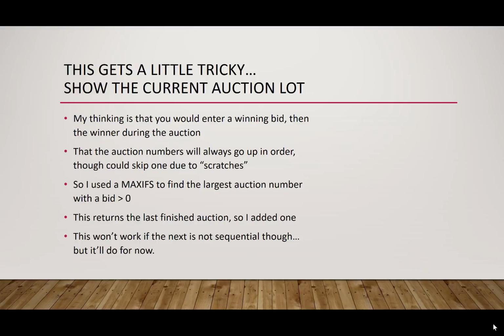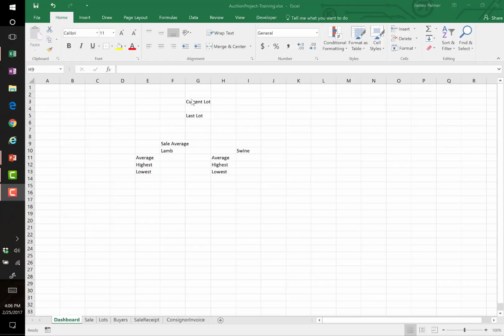But we want to know, well, what's the one you're at now? So I'm just thinking, let's just add one to it. Find the last one that actually was bid on, add one more. If they're not sequential, it may not work and we'll have some problems for a moment until it moves to the next one. So it's not perfect, but it'll work for us. So there we go. Now I'm already seeing current lot. It's not in a great spot.